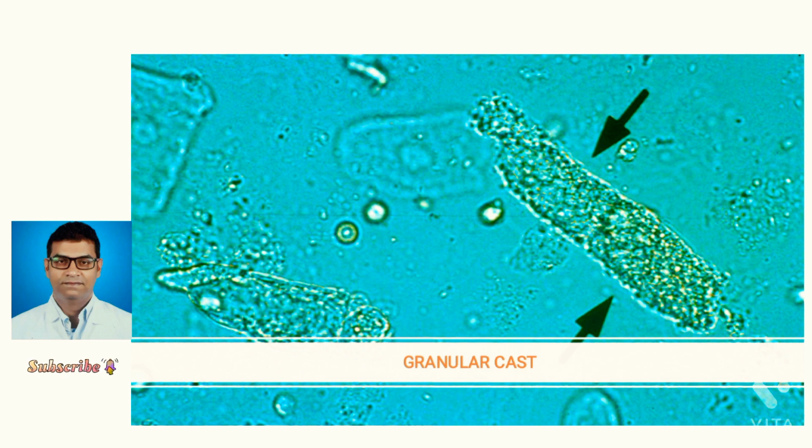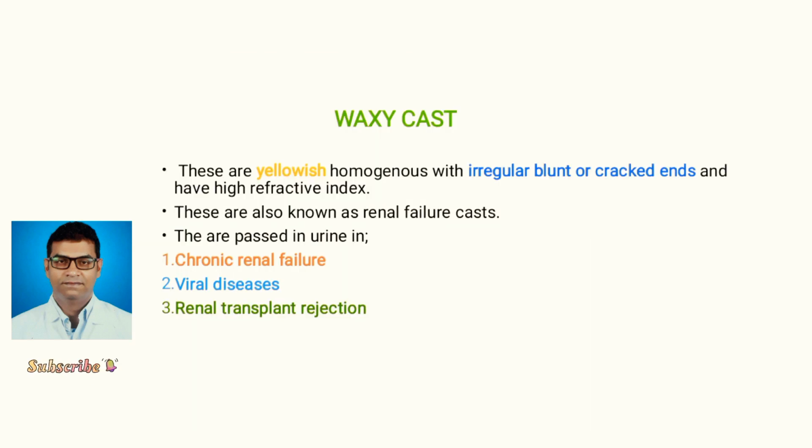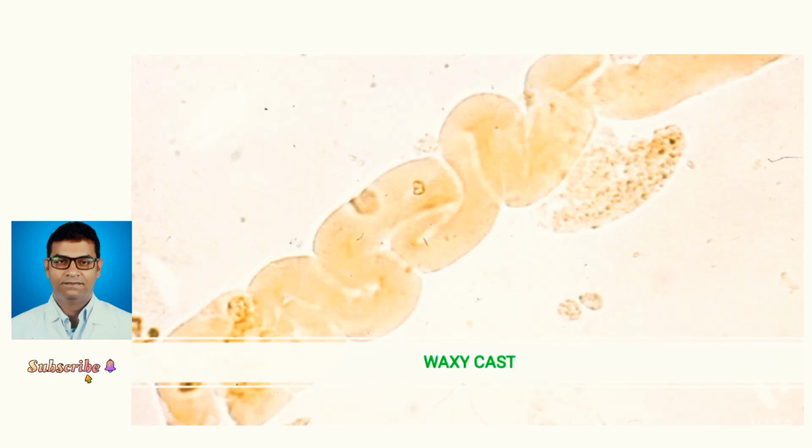This is the picture showing the granular cast. Coarse granules is the characteristic feature of these granular casts. Waxy casts. These are yellowish, homogeneous with irregular blunt or cracked ends, and these have high refractive index. These are also called renal failure casts. These are passed into the urine in chronic renal failure, viral diseases, and renal transplant rejection. See, this is a picture showing waxy casts.